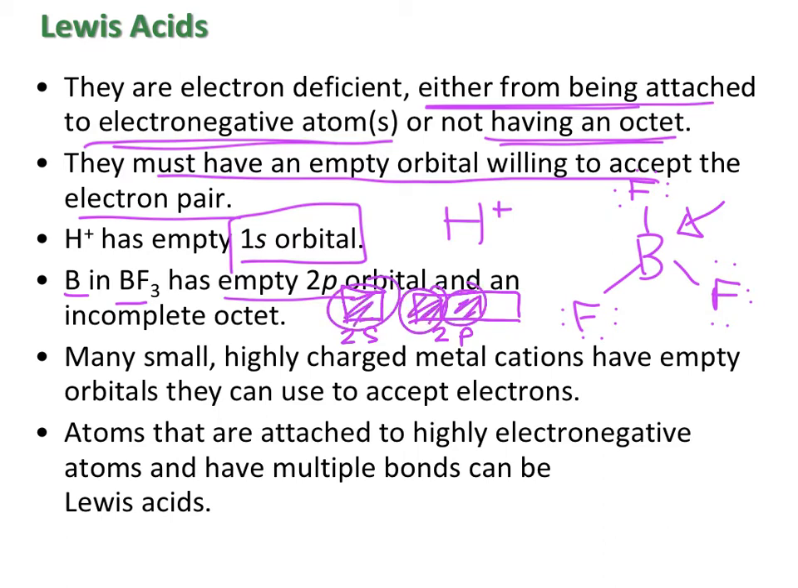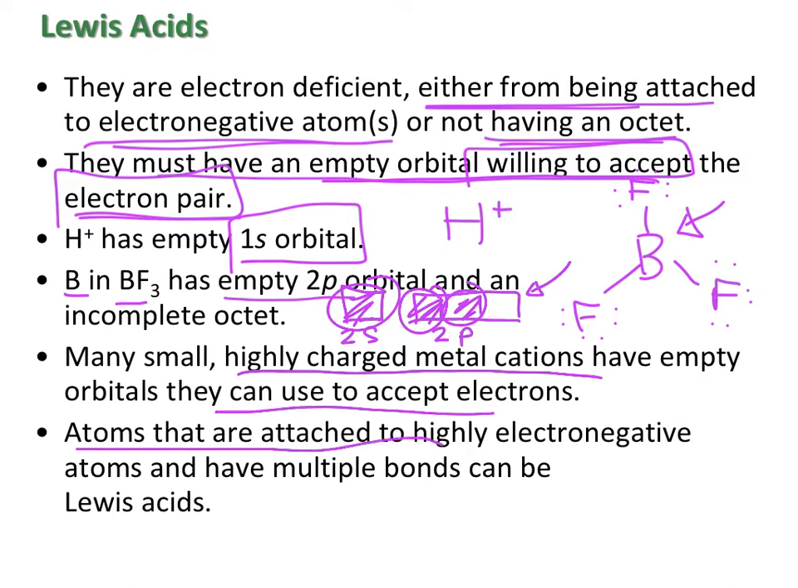I'm just going to color them in. And it has an empty 2p orbital. Overall, this causes this incomplete octet. Because of this, it is able and willing to accept an electron pair and act as a Lewis acid. Many small, highly charged metal cations have a similar situation where they have empty orbitals. They can use these to accept electrons.